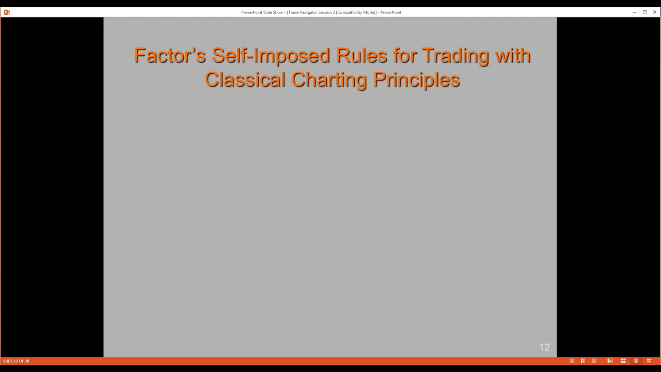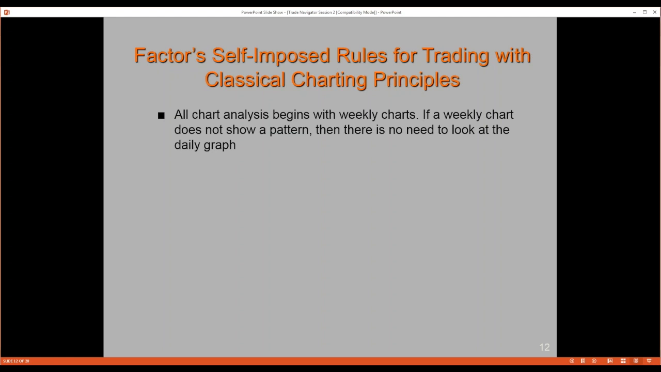I want to go through the factor of self-imposed rules for trading with classical charting principles. These are the rules as we approach markets in terms of our own trading. What rules do we have? What rules do we impose upon ourselves related to classical charting principles in our physical trading operation? And I want to touch on those.